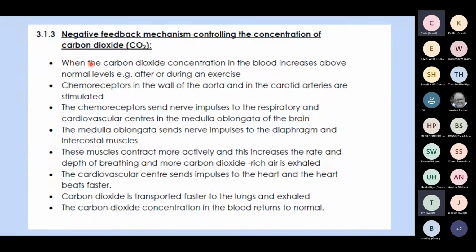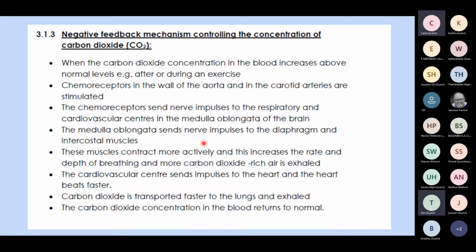Remember, carbon dioxide is not needed by us, so it's only going to be about carbon dioxide increase during or after exercise. Chemoreceptors in the wall of the aorta are stimulated. These receptors send a nerve impulse to the respiratory and cardiovascular centers in the medulla oblongata. The medulla oblongata sends a nerve impulse to the diaphragm and the intercostal muscles.